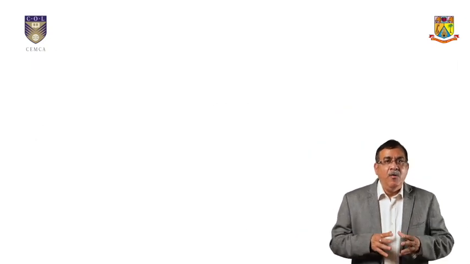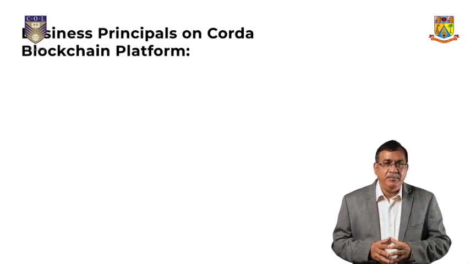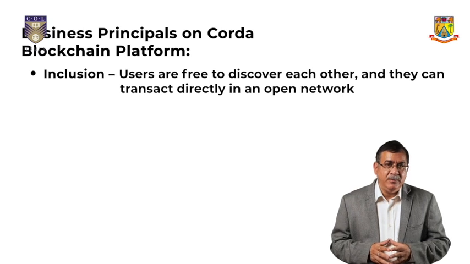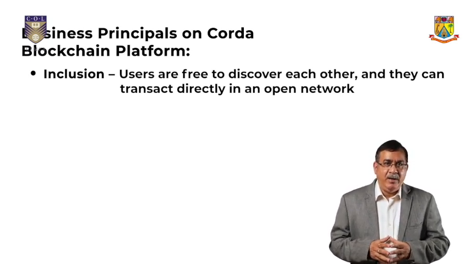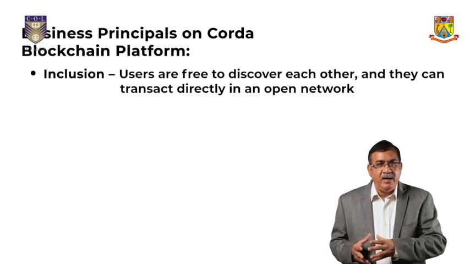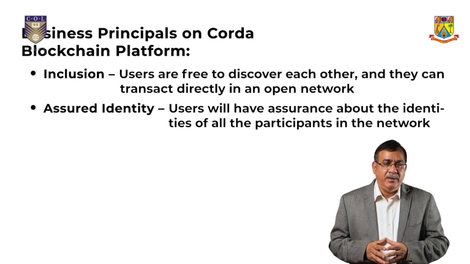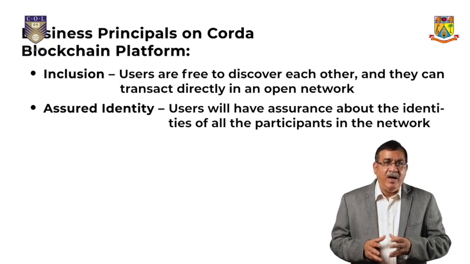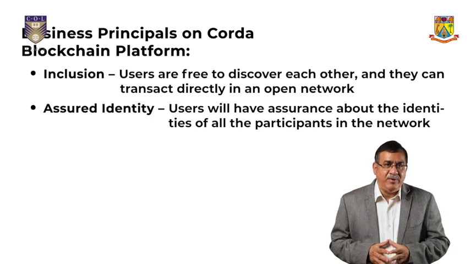So, what are the business principles on Corda blockchain platform? Inclusion. All the users are free to discover each other and they can transact directly in the open network. Assured identity. Users will have assurance about the identities of all the participants in the network. Privacy.